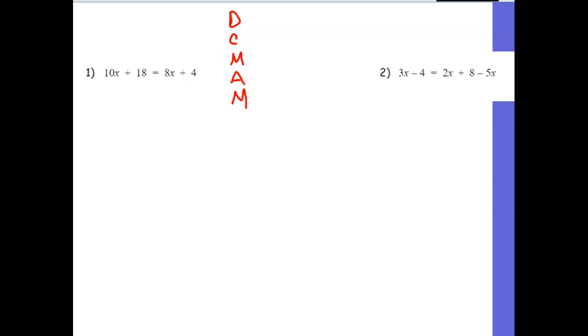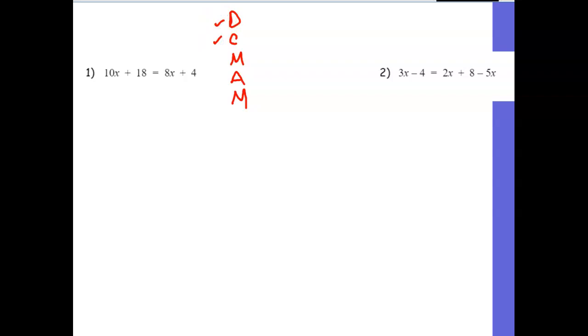The C stands for combine like terms. Now this is really important. You're only going to combine like terms on either side of the equal sign. You're never going to cross the equal sign when you combine like terms. So see how we have the 10x and we have the 8x? We're not going to combine them because they're on two different sides of the equal sign. So we can't distribute anything.